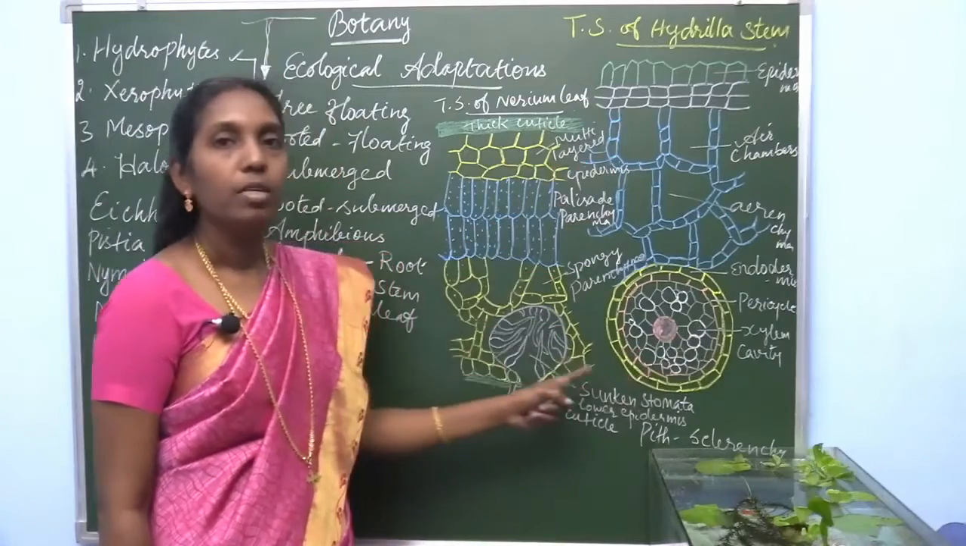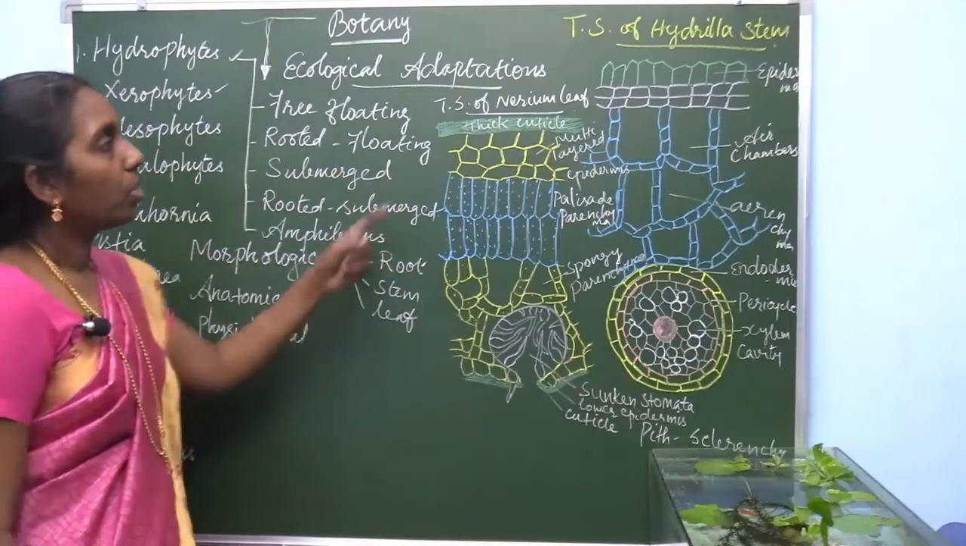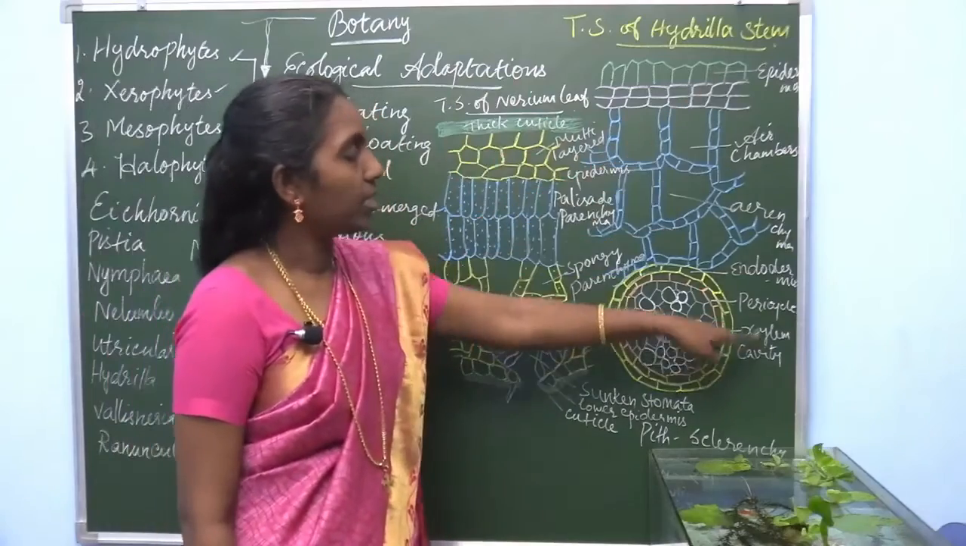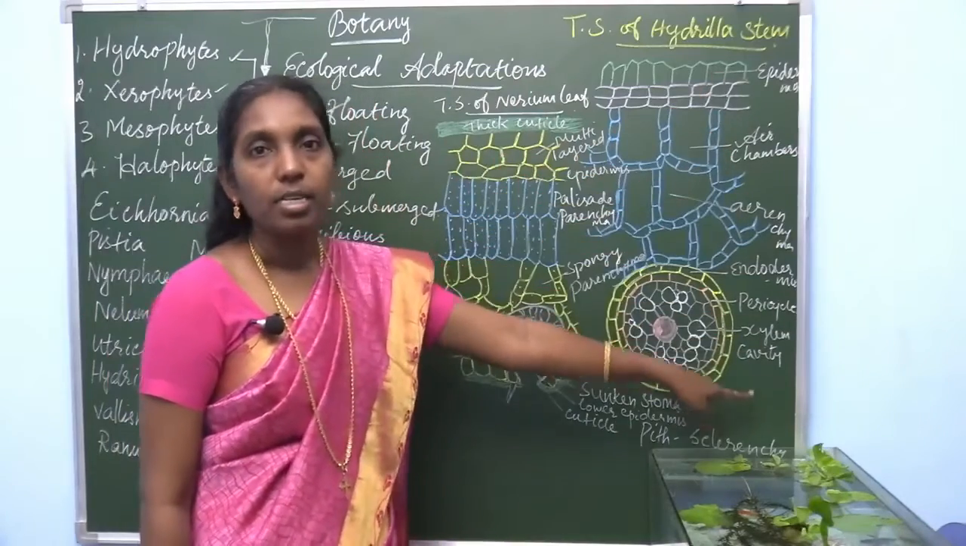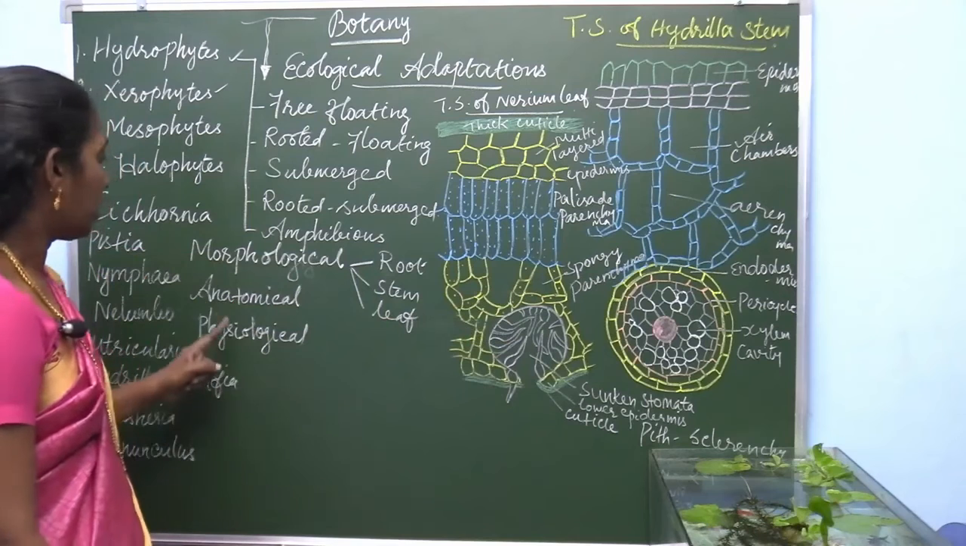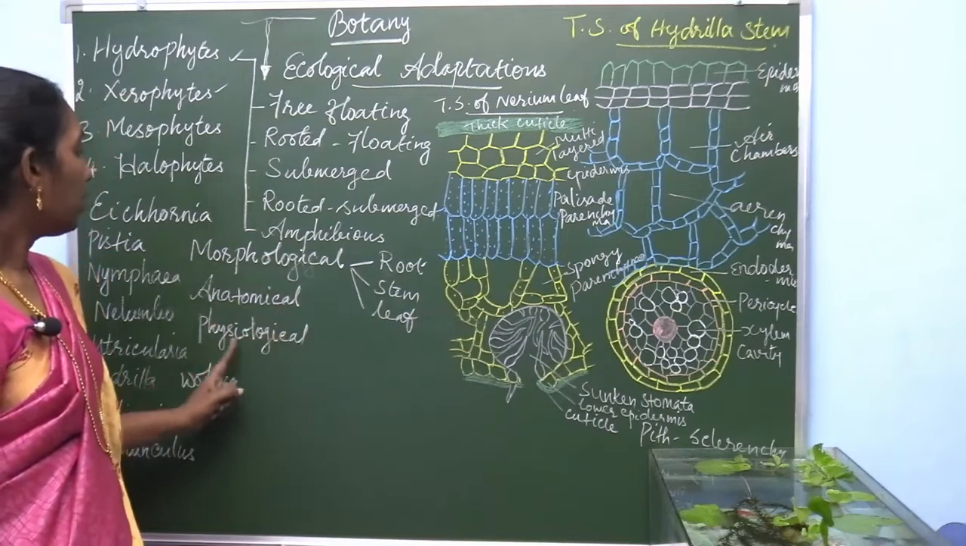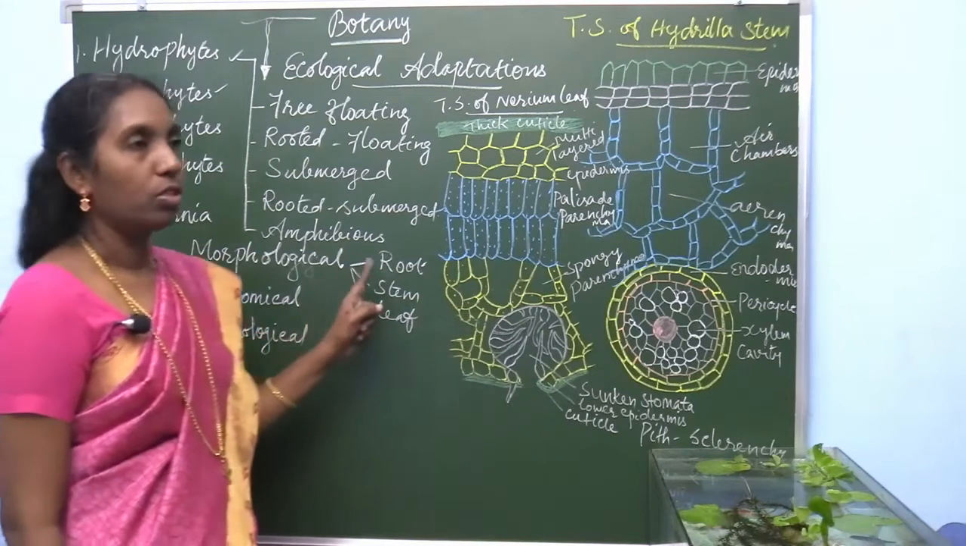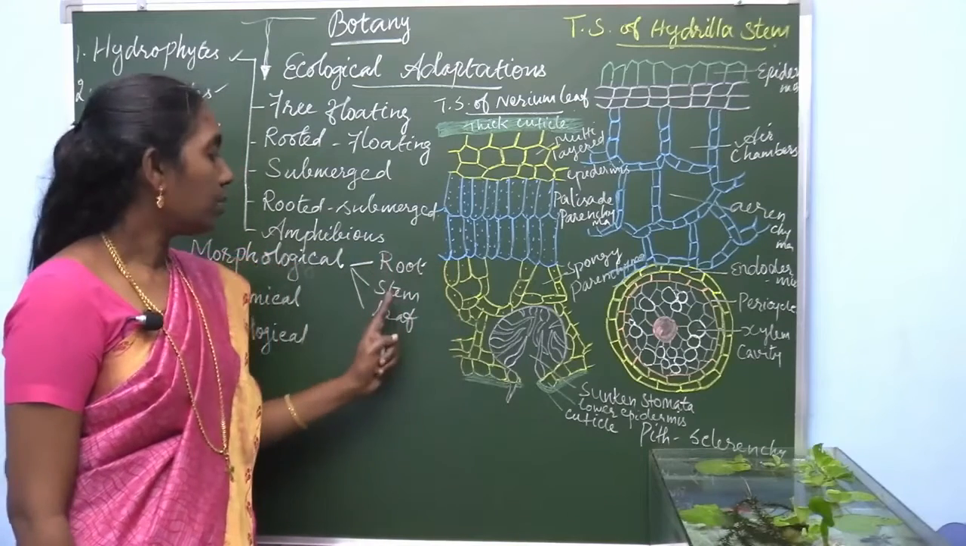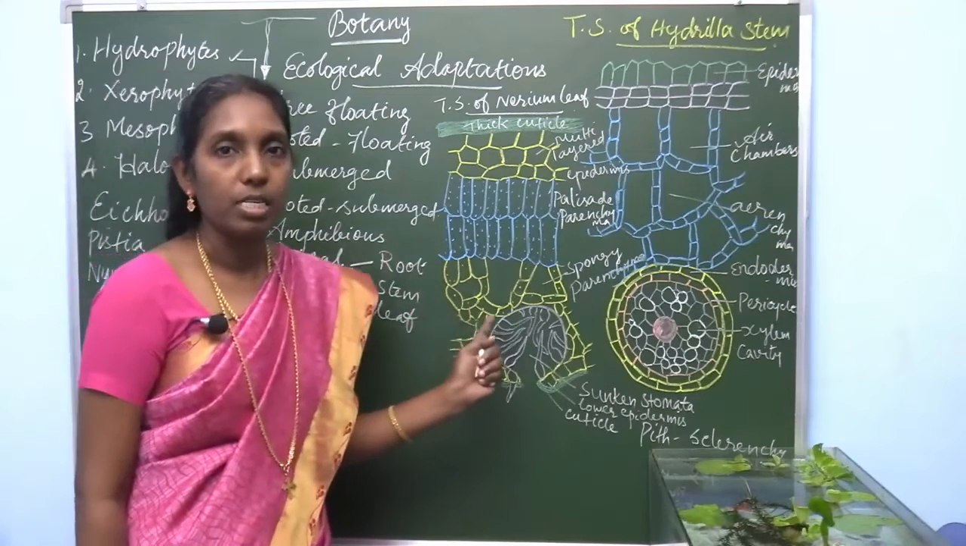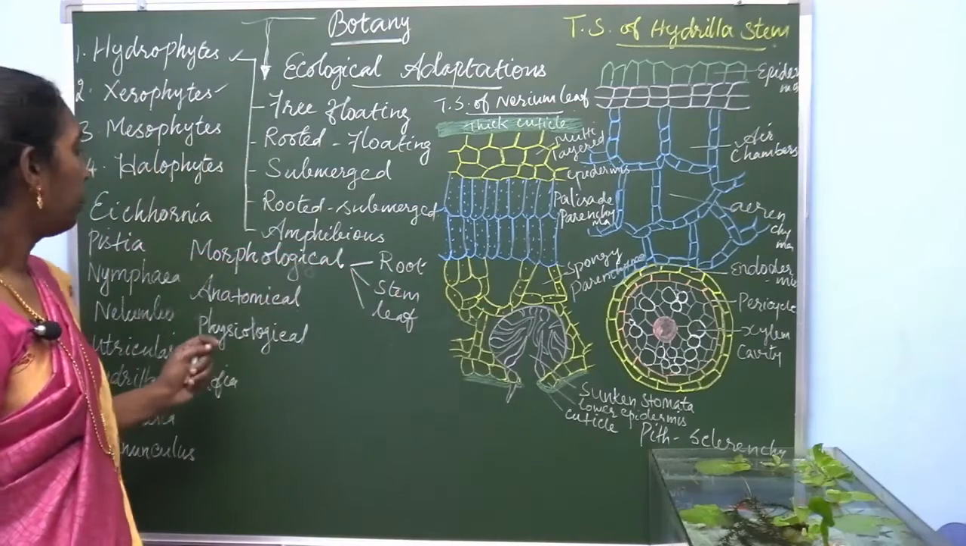Draw this diagram and write the points. When you draw this diagram, you can study all the parts, so you can write it as a 5 mark essay question. Then anatomical adaptation, and morphological adaptation also. Write about root, stem and leaf. Sometimes it may be asked as a 5 mark question.